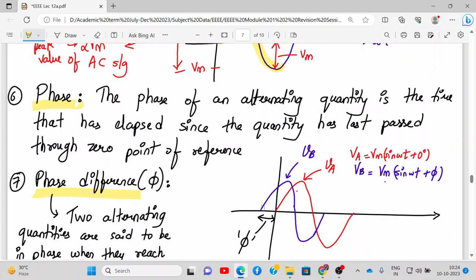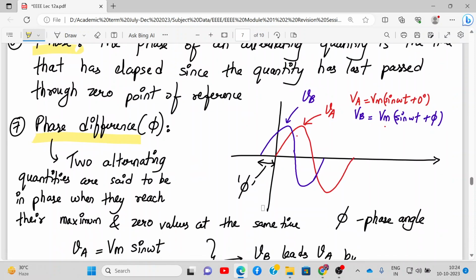Now let's discuss the phase. The phase of an alternating quantity is the time that has elapsed since the quantity last passed through the zero point of reference. So let's understand this by a phase difference phi. I have my waveform VA, denoted by Vm sine omega t plus 0 degree, and VB starting earlier by an angle phi. So VB is Vm sine omega t plus phi. Is there a phase difference between VA and VB? Yes, there is, and that phase difference is phi.